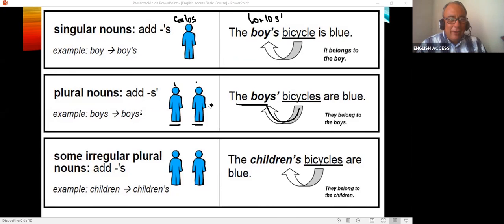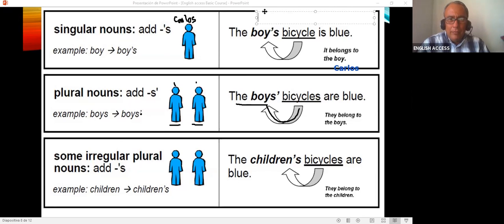Imagine that this guy is Carlos. Imagínense que este amigo sería Carlos. Carlos' bicycle is blue. La bicicleta de quién? De Carlos. It belongs to Carlos, not to the boy. And Carlos is a plural name because Carlos ends with an S. That's why we add an apostrophe at the end of the word.